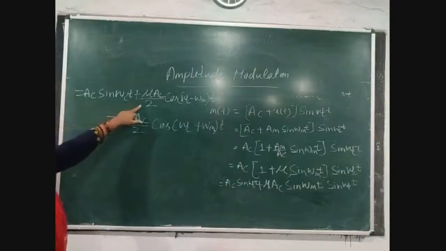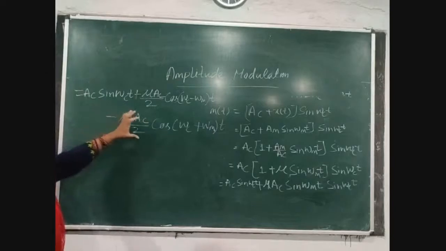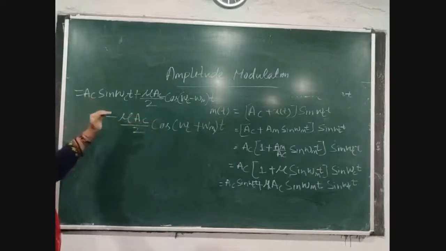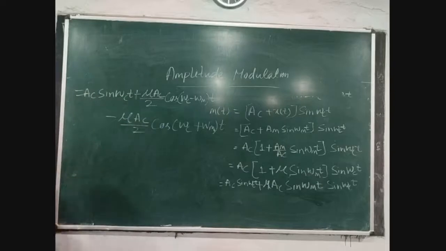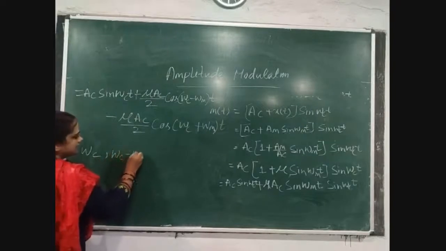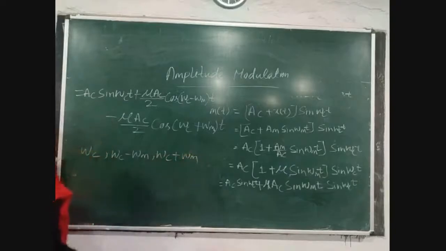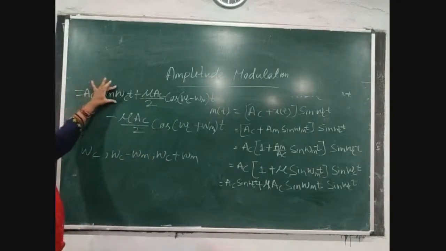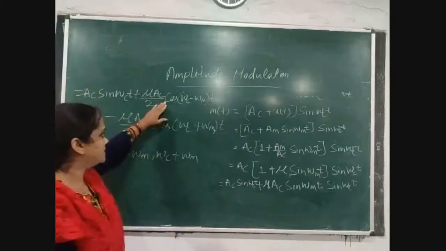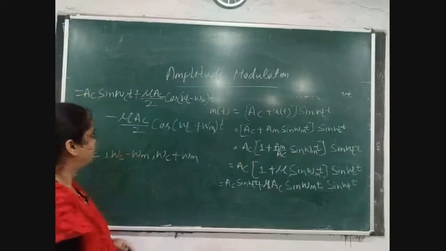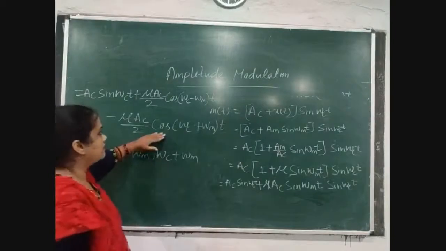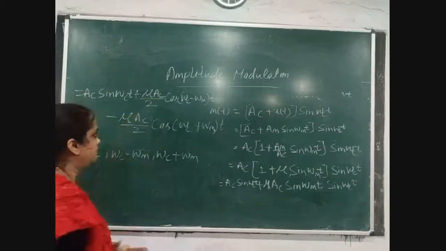Here we see 3 waves are used. It is the combination of 3 waves, and here we are using 3 frequencies. In the first term the frequency is omega c, in the second term it is omega c minus omega m, and the third is omega c plus omega m. So in an amplitude modulated signal we are using 3 frequency components: this one is the carrier signal, this one is the upper sideband, and this one is the lower sideband. Sorry, this one is the upper sideband and this one is the lower sideband.